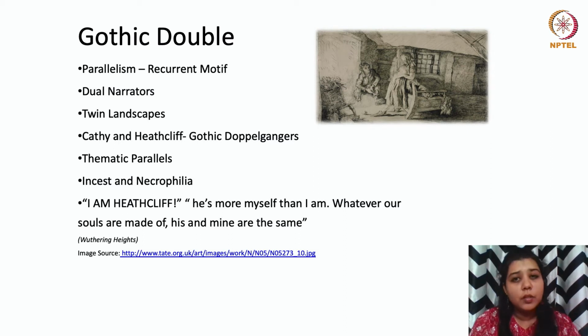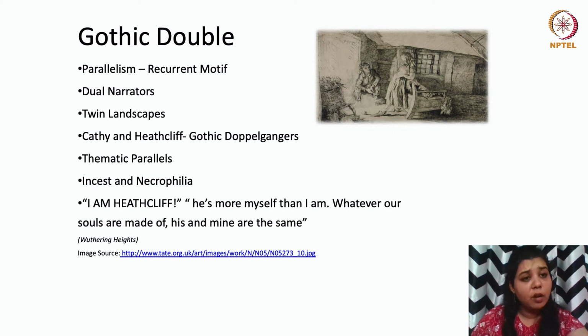To an extent, it can be argued that we can view Heathcliff and Catherine through the lens of Gothic doppelgangers as well. And it becomes true when Catherine says, "I am Heathcliff. He is more myself than I am. Whatever our souls are made of, his and mine are the same." This sentence by Catherine can be really employed to show how these two characters are one and not two different characters.